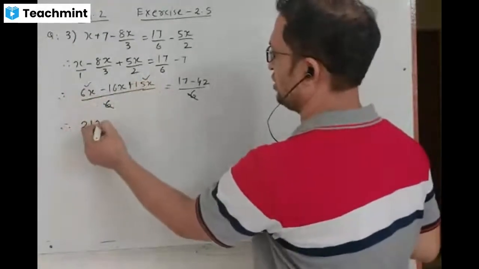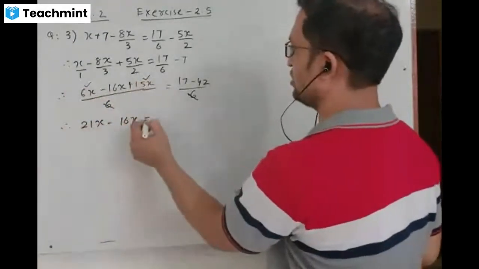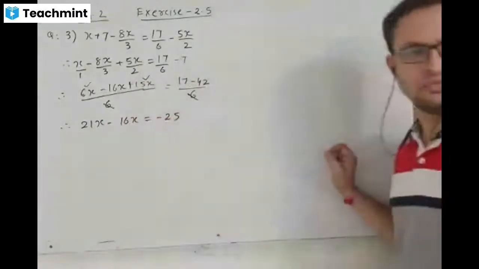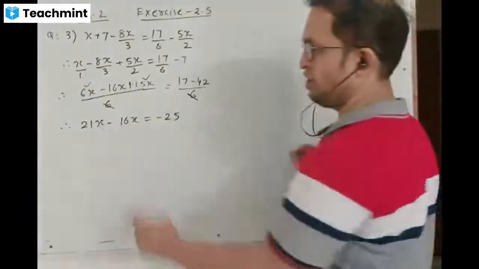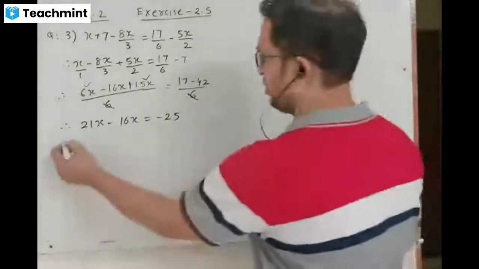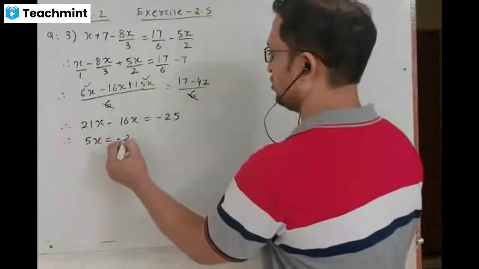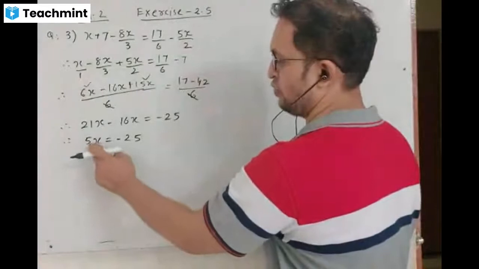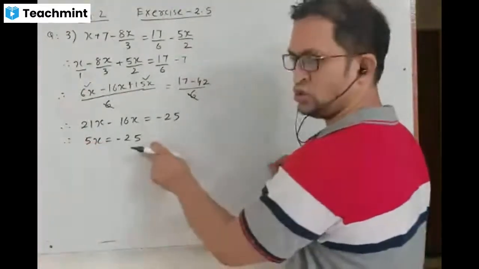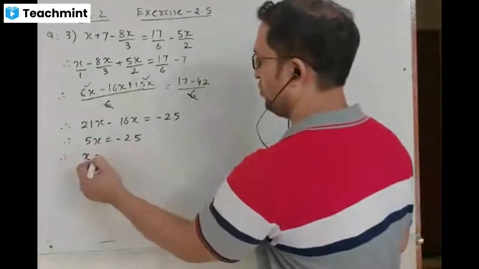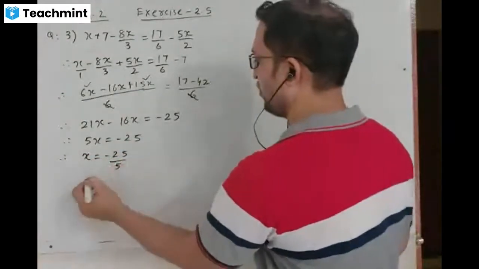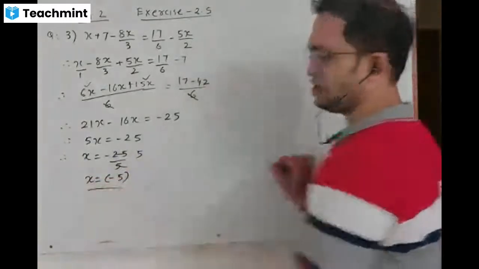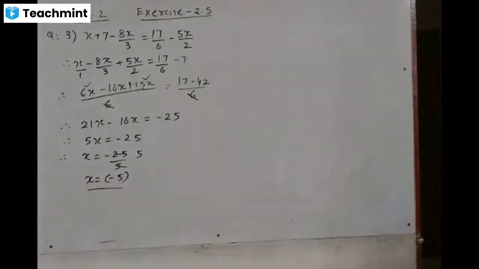15x plus 6x, that is 21x minus 16x and 17 minus 42, that is minus 25. Okay, and 21x minus 16x, that is equal to 5x is equal to negative 25. Here 5 is in multiply of coefficient of x, transposing right side, that is in division form. Minus 25 by 5 and 5 5s are 25. What is the answer of value of x? X is equal to negative 5.